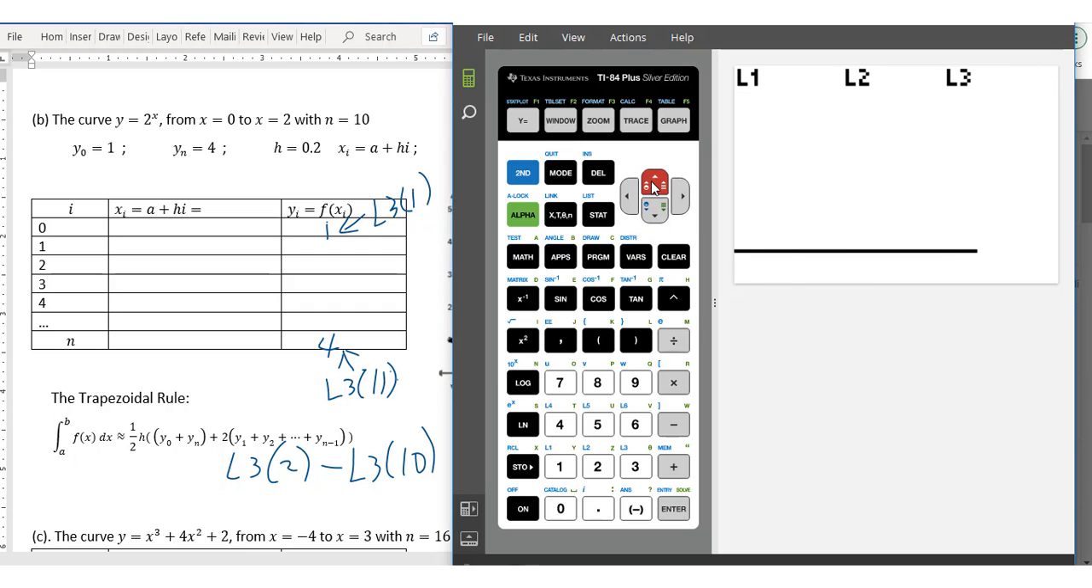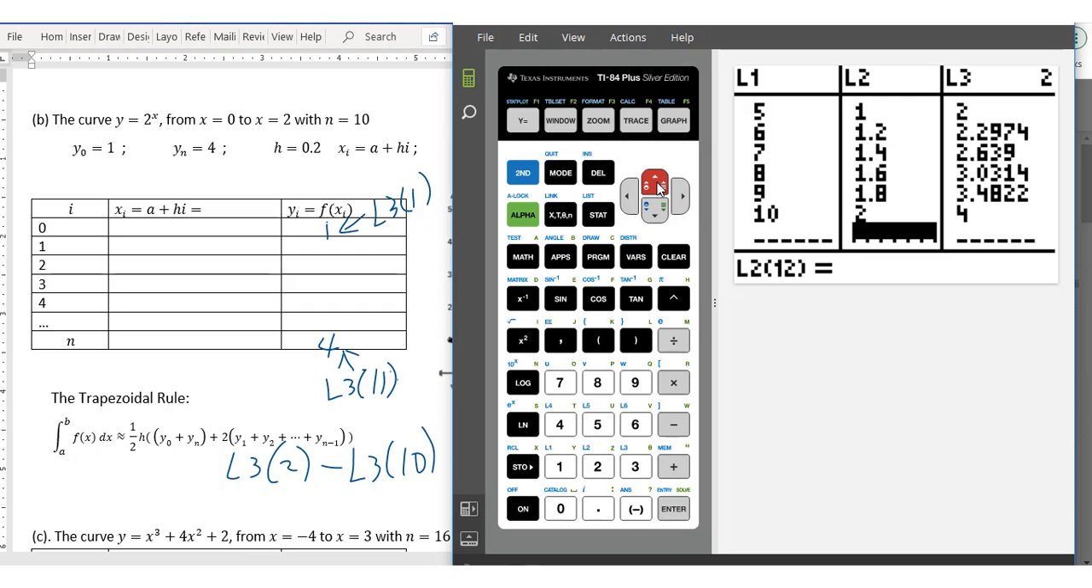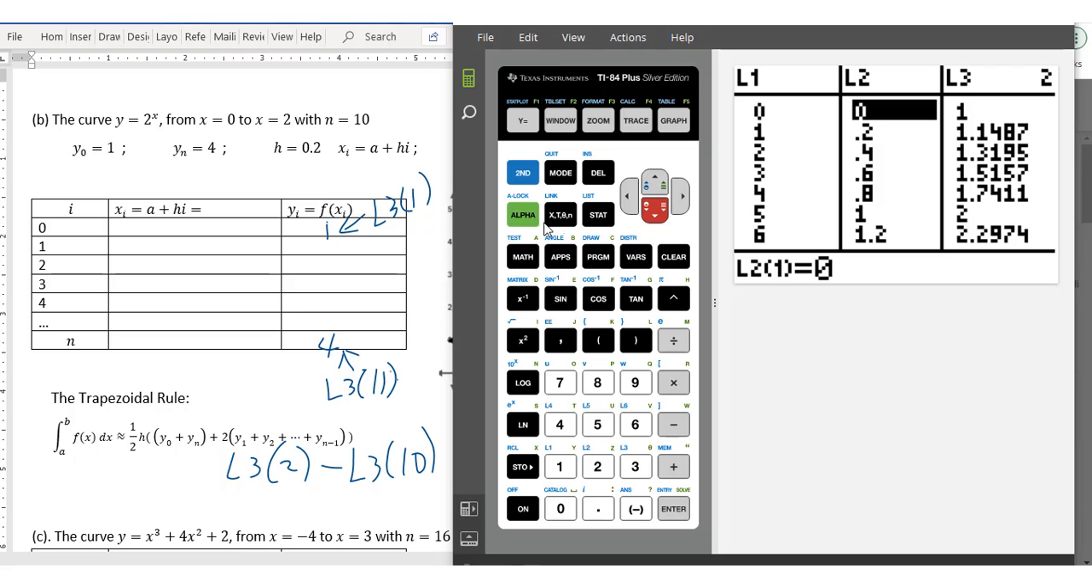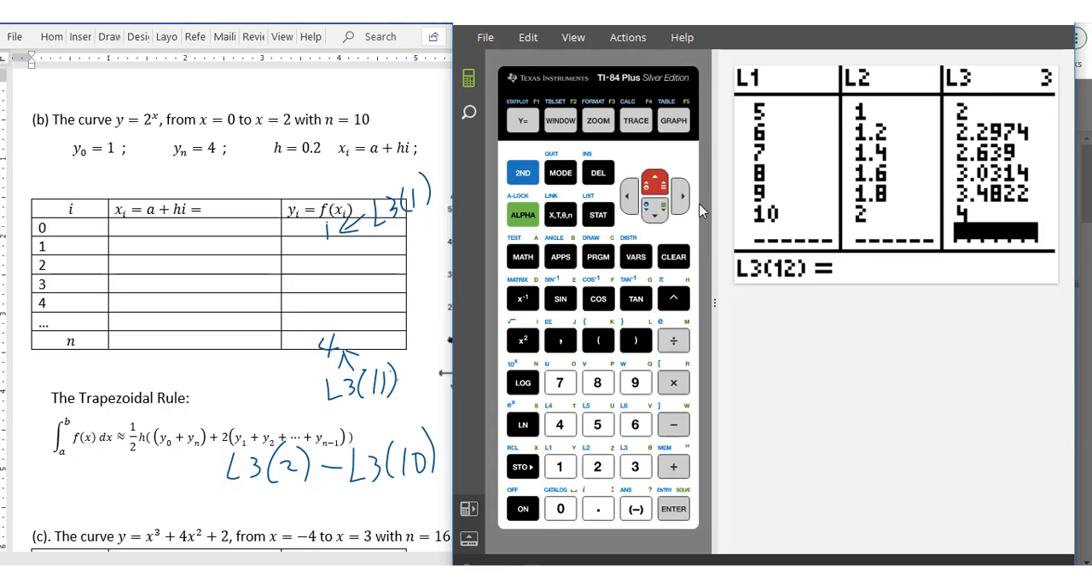Then you check the last one. For i equals 10, b equals 2. So f of 2 equals 4. That means you are on the right track. Then when you're working on the summation, you have to be careful. Look at here. f of a, they label as L3, 1. And for f of b, they label as L3, 11.